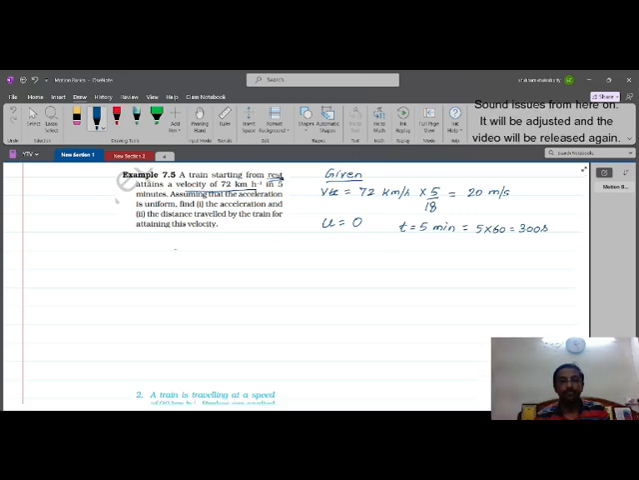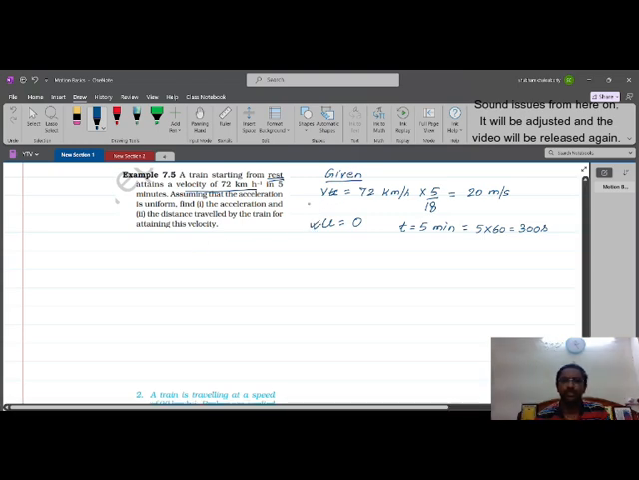Now we have to find out the acceleration. How are we going to find it? We have got the initial velocity, the final velocity, and the time, which means we can use the first equation of motion, v equals u plus at. If I rewrite this equation isolating a, I will get (v minus u) upon t.